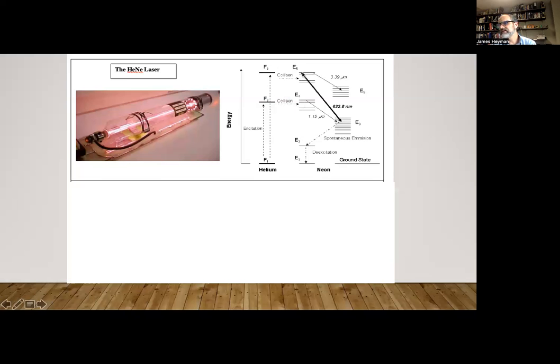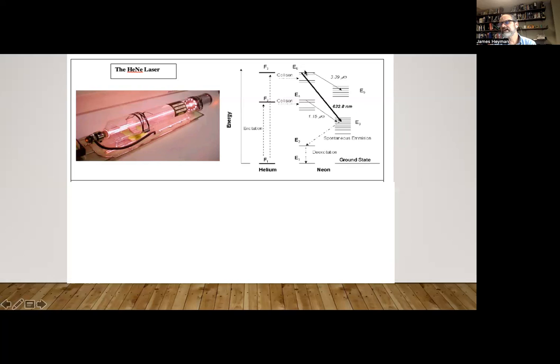Once these are in this upper state, they can relax through a lasing transition to this state here, and emit light at a wavelength of 632.8 nanometers. From this point, there's rapid relaxation down to lower states and finally down to the ground state of neon. So this is a rather complicated looking, but still nonetheless, 4-level system. The primary excitation excites helium atoms from their ground state up to this state.